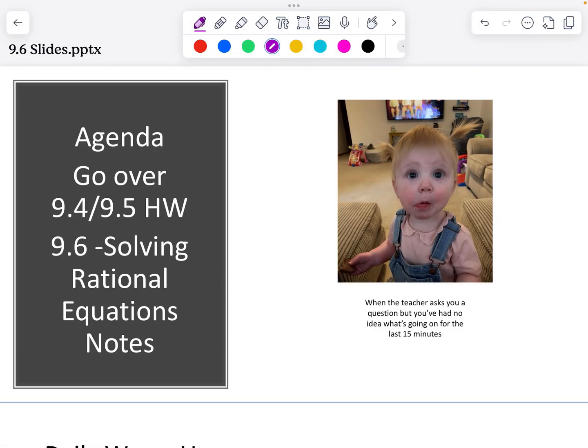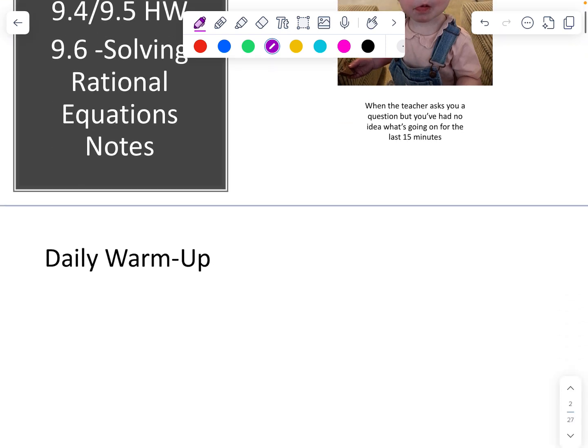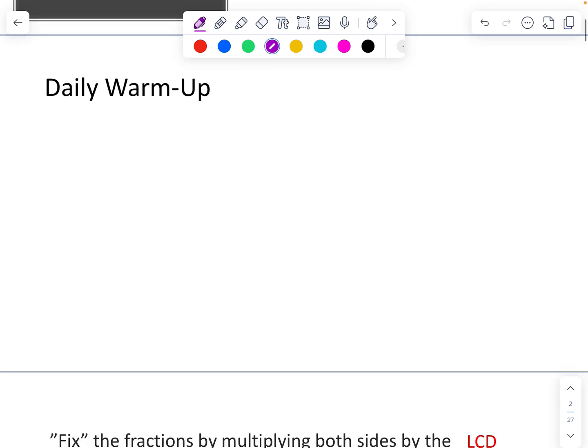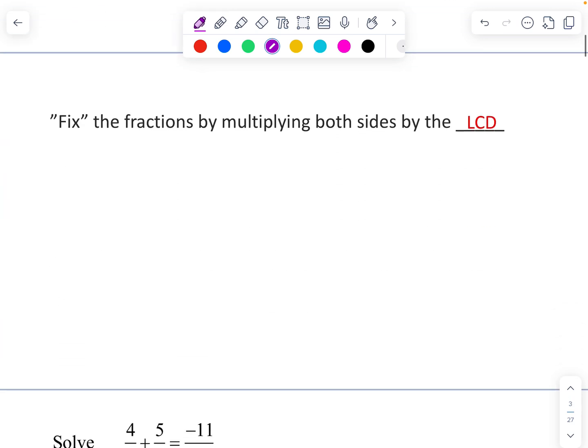All right, today we are talking about 9.6, which is our last section in chapter 9, and it is about solving our rational equations, which means our answers are going to be solve for x problems. So what we're trying to do in this first set of problems is fix our fractions by multiplying both sides of our equations by our lowest common denominator.